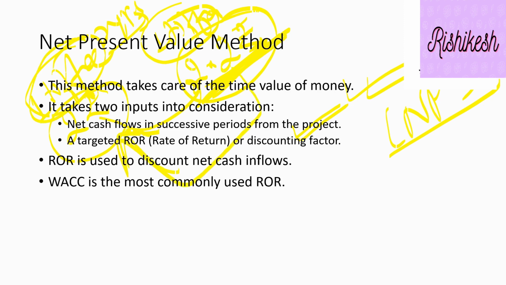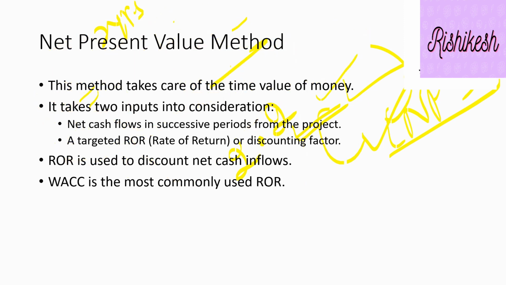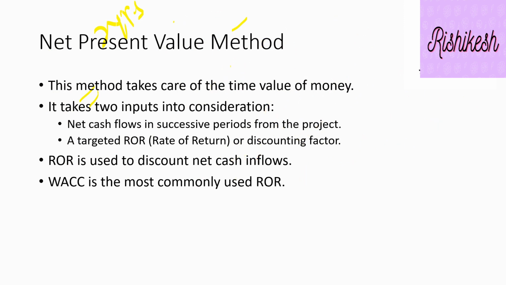Present value means, at present, what is it worth? So we have to divide it by some factor or multiply it with some factor which converts it back to its original, that is present value, and that factor is known as the discounting factor. And this is what we studied in the previous video as well. So that is why the NPV method takes into consideration the time value of money, which is very, very important.